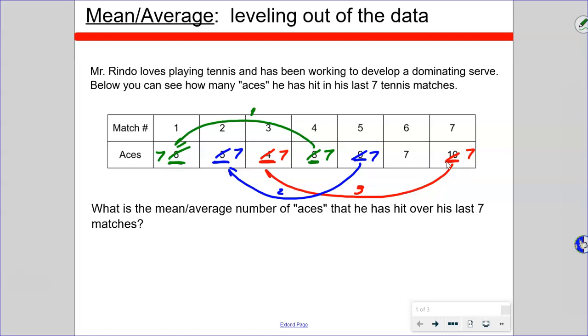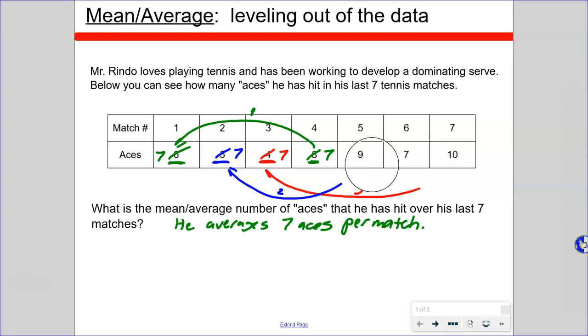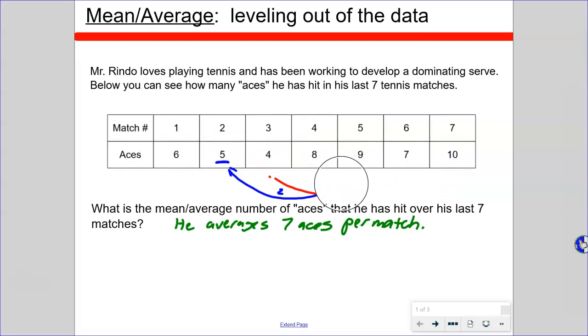So what I could say, I'm going to write the answer in context. I'm going to write that the average is 7 aces per match. That's not how many I get every single match, but when you level the data out, 7 is kind of that number that we end up on. Now, that's one way of leveling the data out, but it's not the only way. So what I'm about to do now is I'm going to erase my beautiful work, and I'm going to show you the other way that you can do it, and this is a way that oftentimes people prefer.